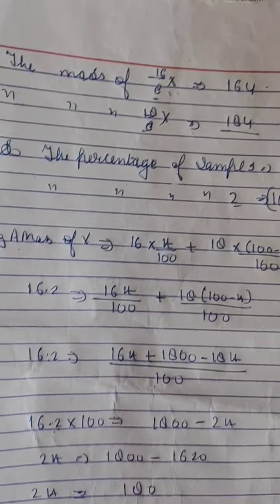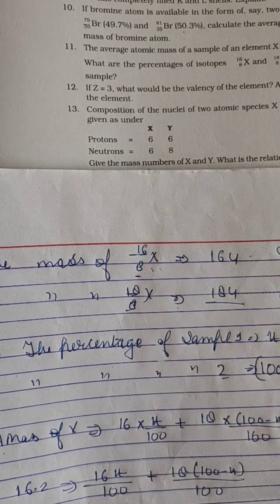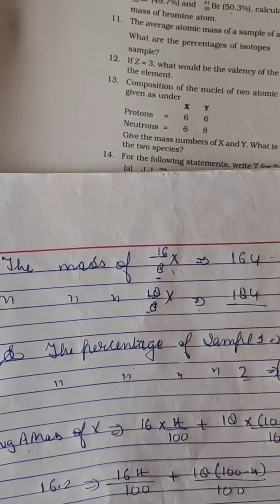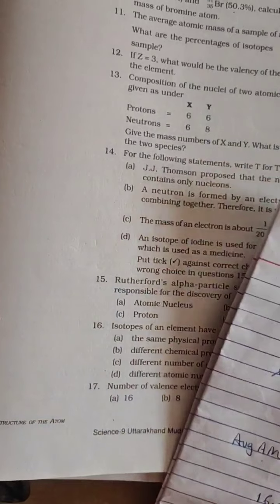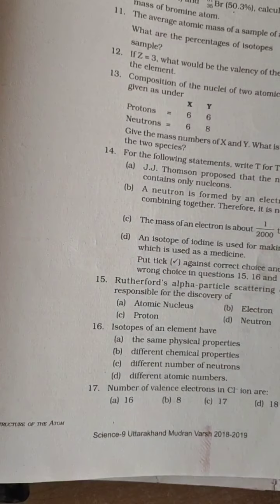Okay, I hope it's clear now. Okay, now moving to the next question. If Z equals 3, what would be the valency of the element? Also name the element if Z is 3. Okay, so what is the valency? It's a very simple question.